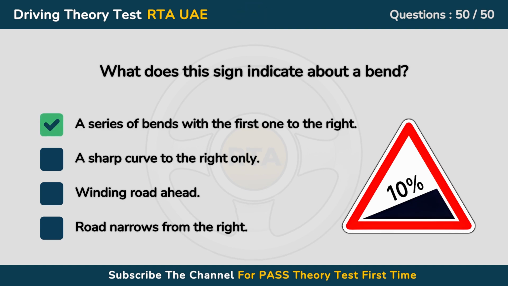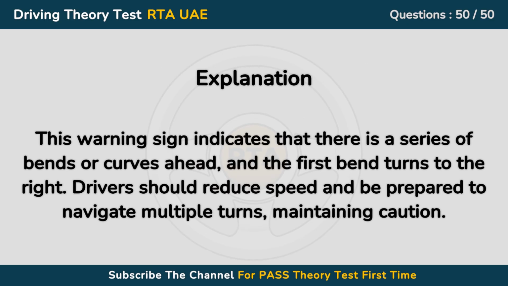Answer is A. A series of bends with the first one to the right. This warning sign indicates that there is a series of bends or curves ahead, and the first bend turns to the right. Drivers should reduce speed and be prepared to navigate multiple turns, maintaining caution.